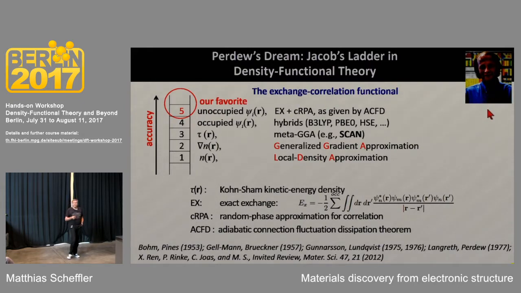John Perdew is the most cited physicist ever. More cited than Schrödinger, Einstein, Heisenberg, and so on. When he was giving a talk here some years ago, I was joking and saying, yes, he's the most cited scientist, but you only get famous if you're not cited anymore, if everything is in the textbook, and the textbook is cited. Right? But he's a fantastic scientist and a great person, so you can joke with him.